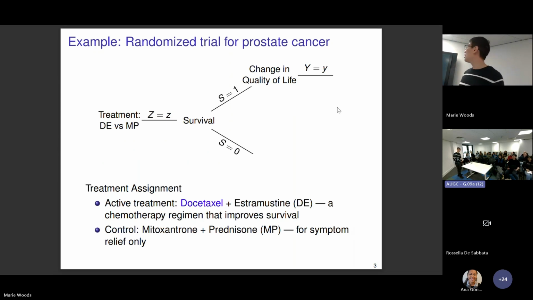So here we have a randomized trial for prostate cancer. And the treatment is chemotherapy, but you can think of one of them being the active treatment. So this is the chemotherapy regime that's supposed to improve survival. It actually kills the cancer cells. And the control is more for symptom relief only. Okay, so it's not as invasive or as active a treatment.